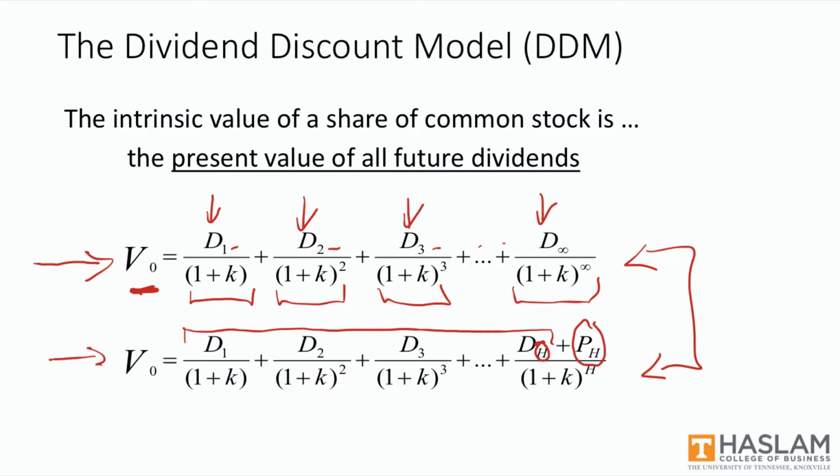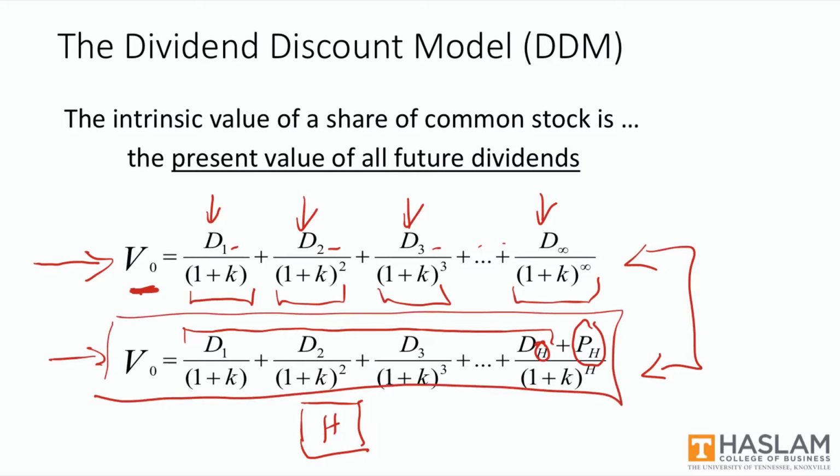That's very nice for us because with that recognition, we can either, to value a stock, estimate all future dividends and discount them appropriately, or simply pick some reasonable future date h and estimate all dividends up to date h and estimate a price at date h and find the present value of that series, and so essentially use this formula.